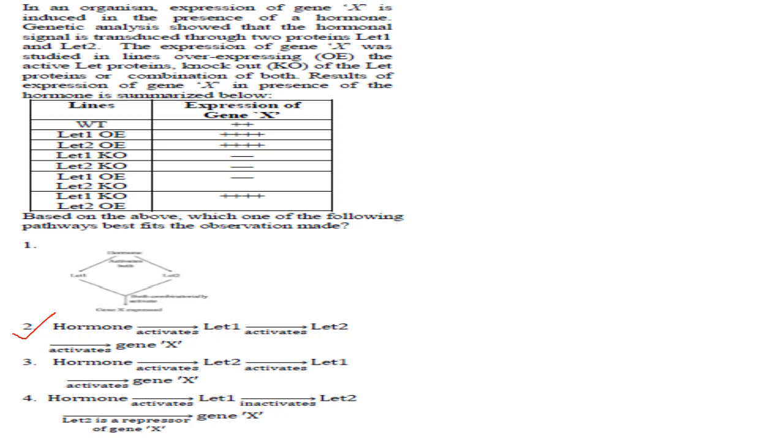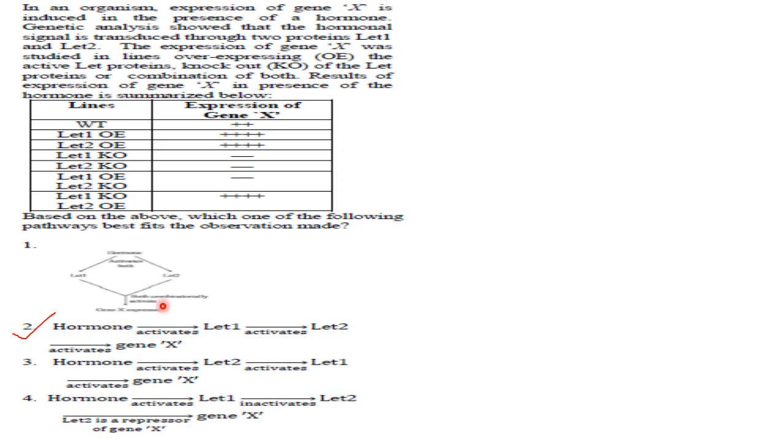So based on the above, which of the following pathways best fit the observation made? So if you see the first pathway, I will read it out to you. This is hormone. This is LET1, LET2. Hormone activates both LET1 and LET2. LET1 and LET2 in combination will cause expression of gene X.